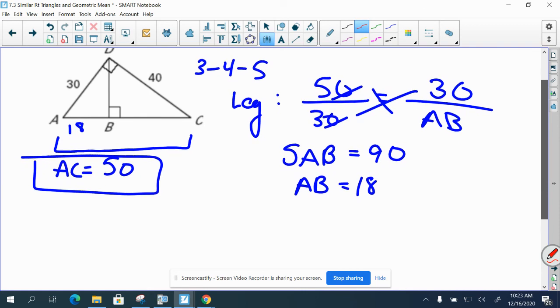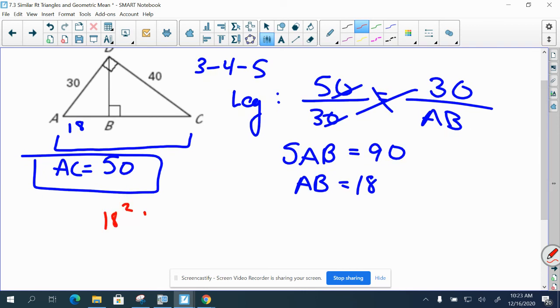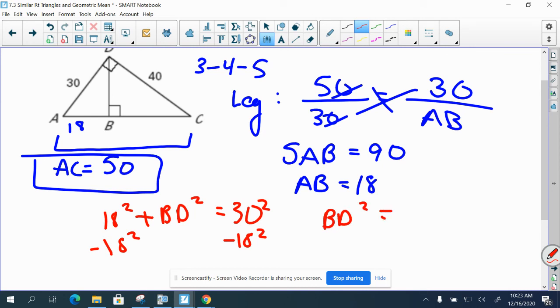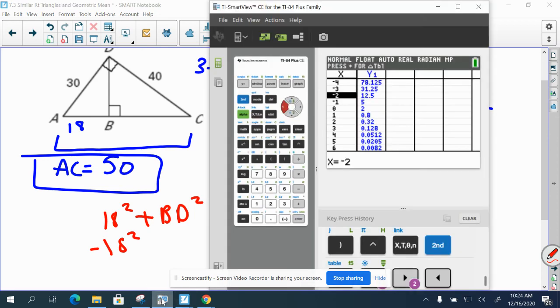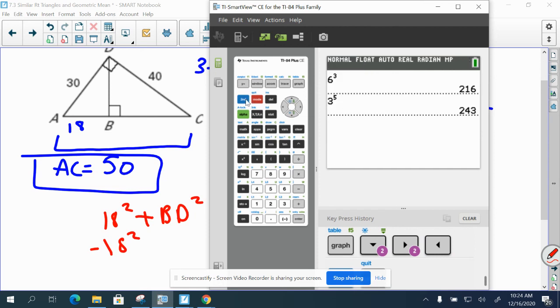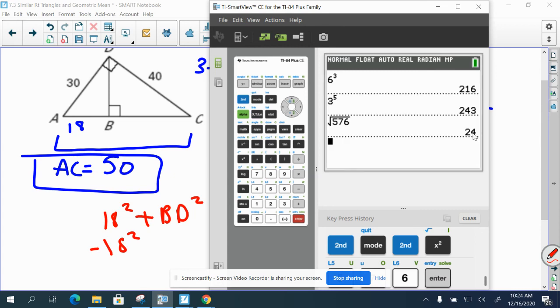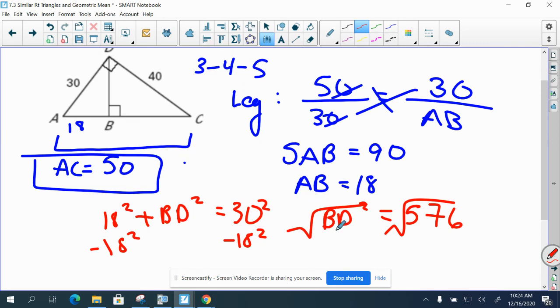We'll do 18 squared plus BD squared equals 30 squared. If I subtract the 18 squared over from 30 squared, I get that BD squared equals 576. Take the square root of that. And luckily for us, 576 is in fact a perfect square. So the answer is 24.